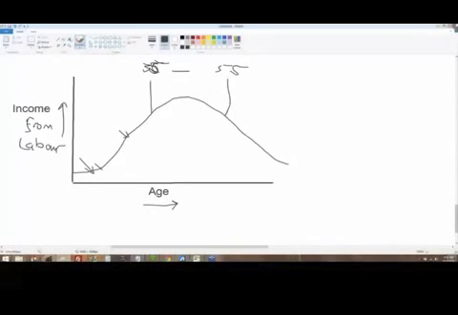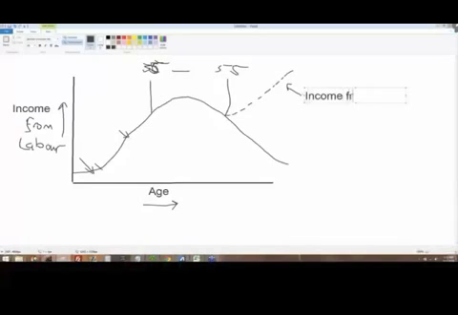Keep at it. Here's what happens though. From 55 to 75, the aim that most people have, that unfortunately doesn't truly come to pass for a lot of people, the aim is that from this point on, you start developing a second income. This is supposed to be your income from investment.